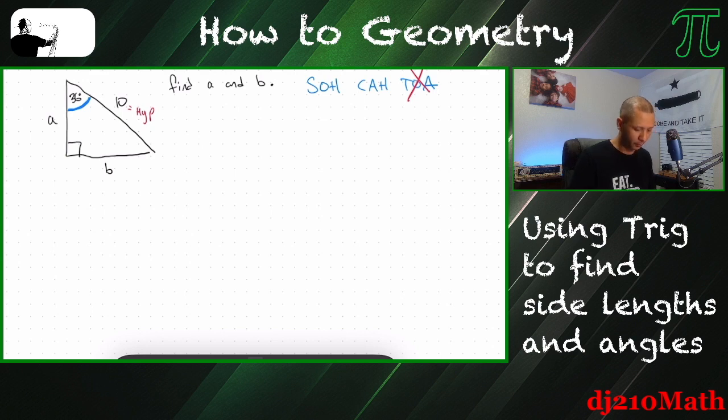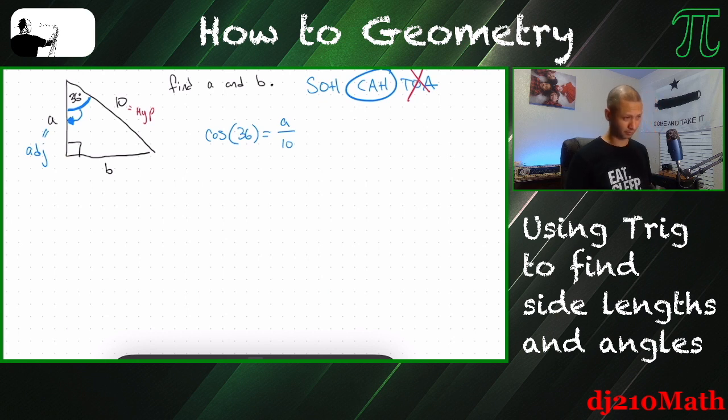And since I'm looking for A, the side next to the angle, in reference to 36, A is the adjacent side. So this is definitely going to be cosine. Cosine 36 degrees is equal to the adjacent side, which is A, over 10, the hypotenuse. Multiplying both sides by 10, because A is in the numerator, the 10s cancel, and we get A is equal to 10 times cosine 36.